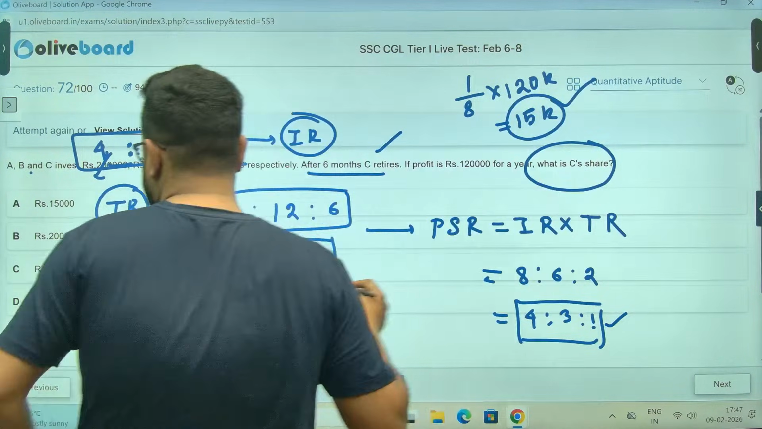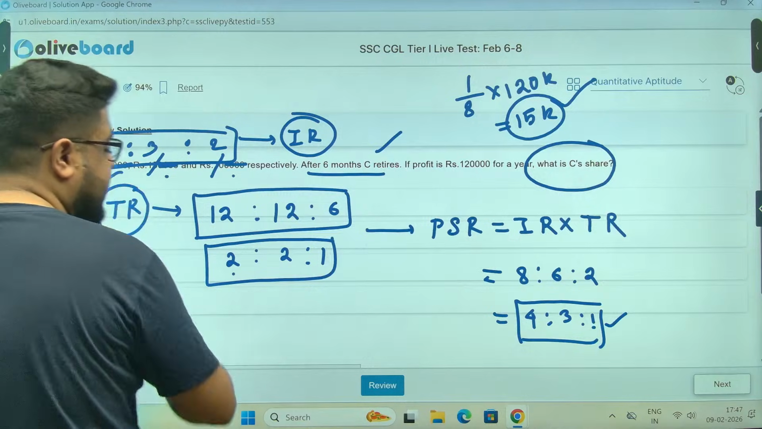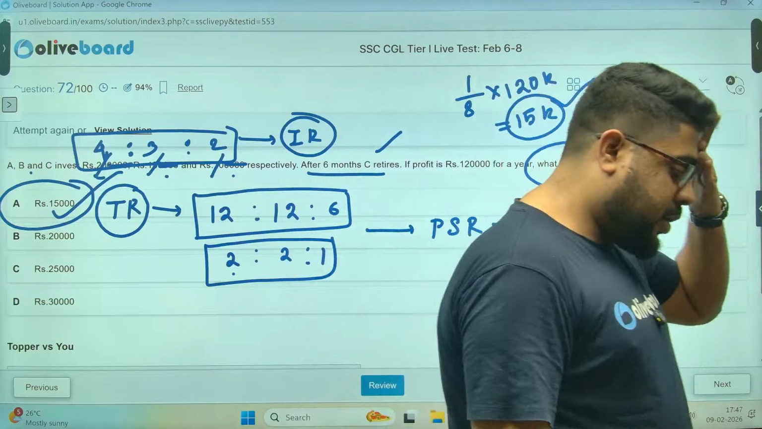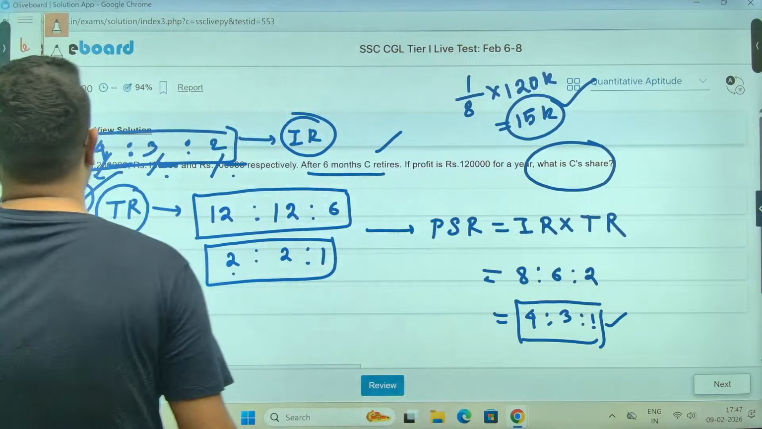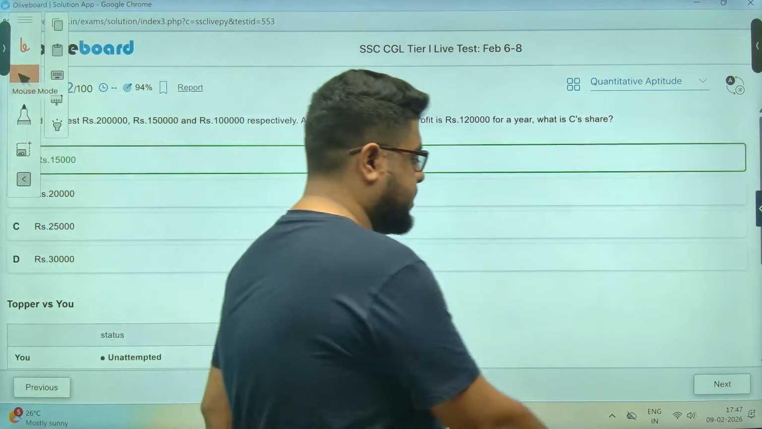15,000 rupees. Option A is the correct answer. Again, done and dusted. Chalo, chalo. Next one, please.